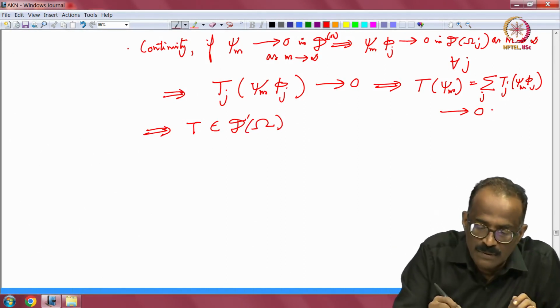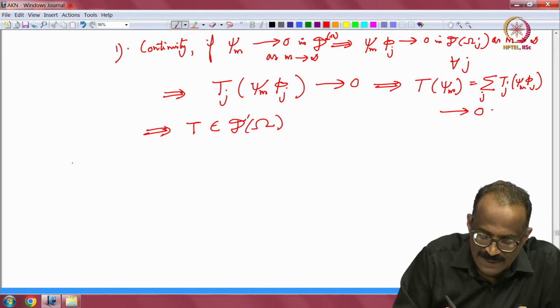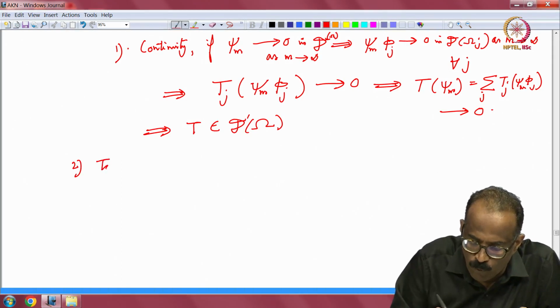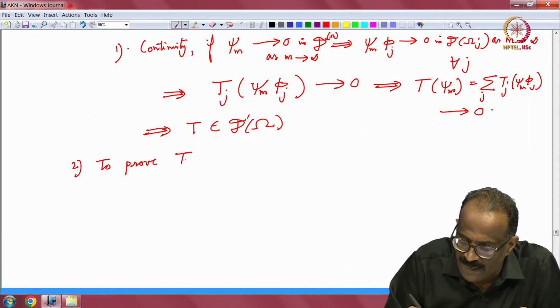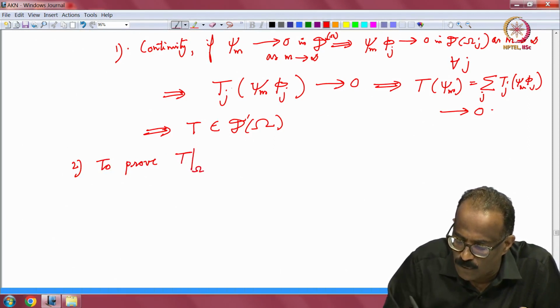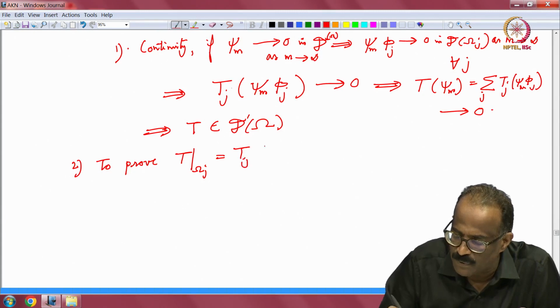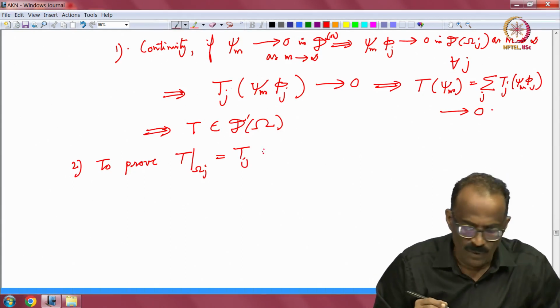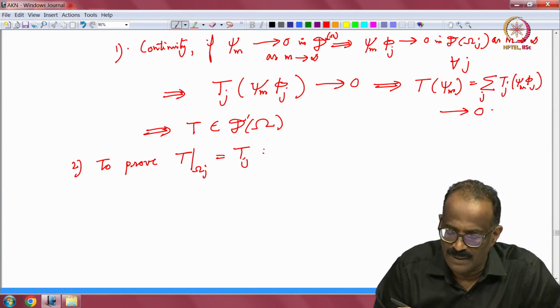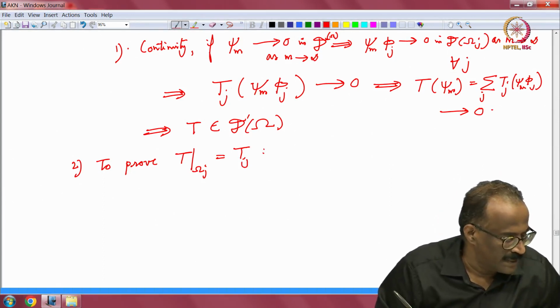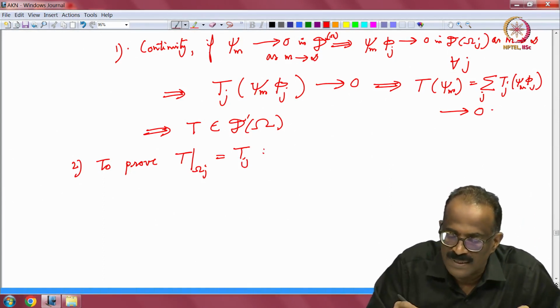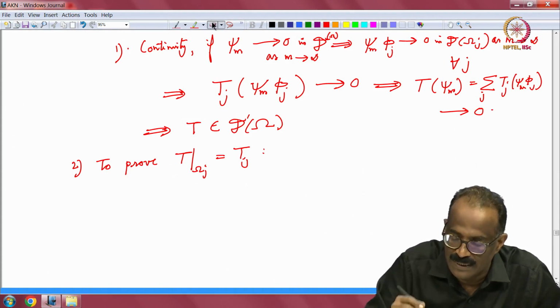This is one thing you wanted. Second, to prove that T restricted to omega j is equal to T j, you have to prove that. Or T I, whichever one I want to take, maybe for the summation, that is why I used the j there.